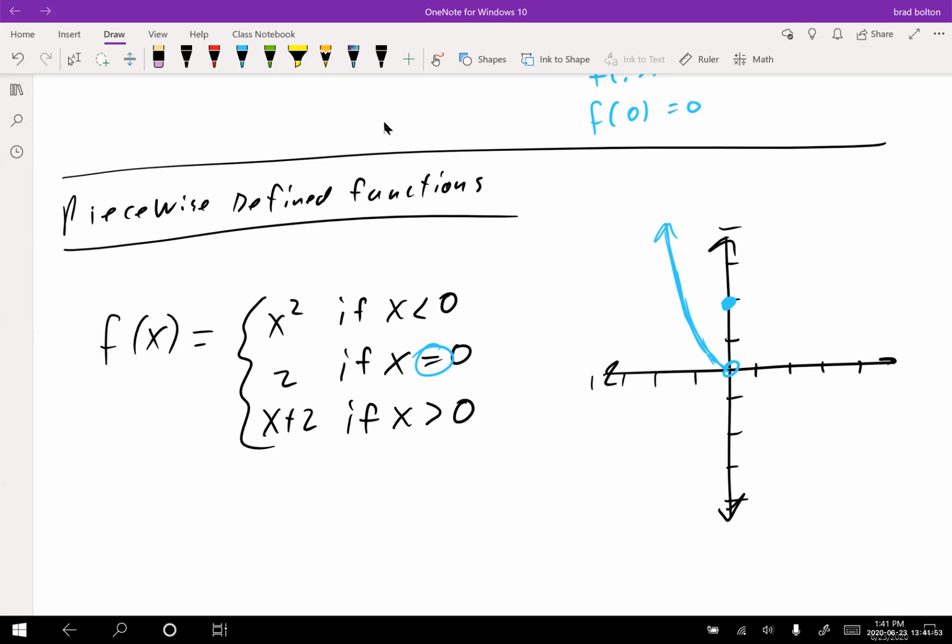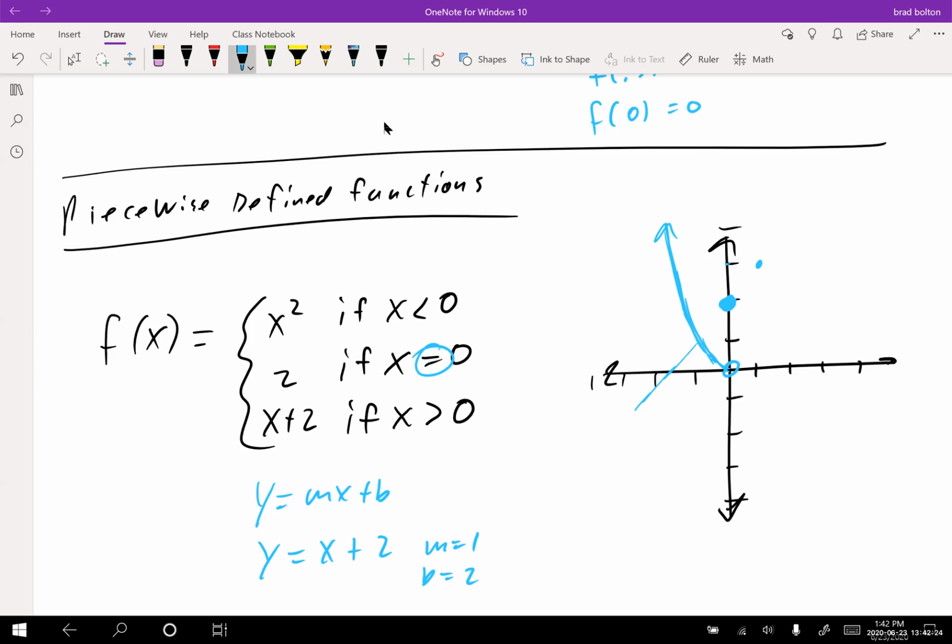Now we have to draw the line x plus 2 if x is greater than 0. So now I'm going to do that. That's going to be x greater than 0. x plus 2 is y equals mx plus b, right? I have y equals x plus 2, so m equals 1 and b equals 2. So I'm going to go up 2 and put a dot right there, but there's already a point there. And then I'm going to rise 1 and run 1, and I'm there.